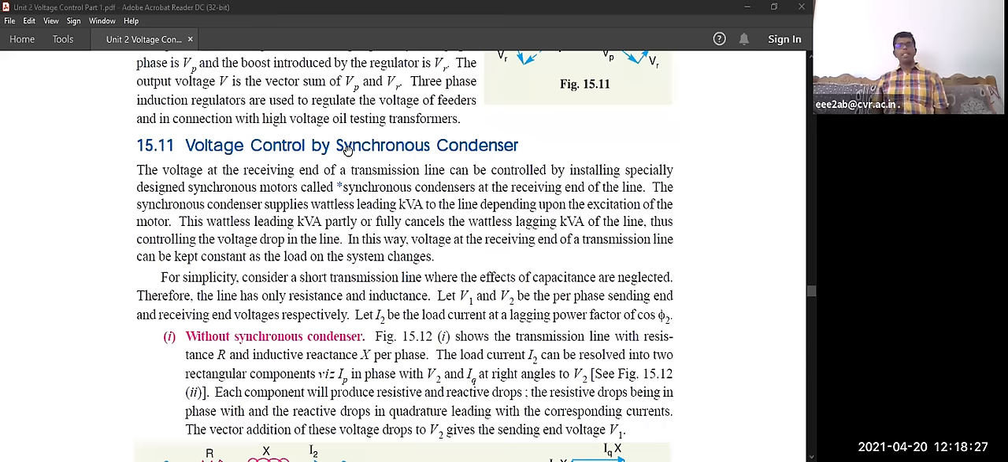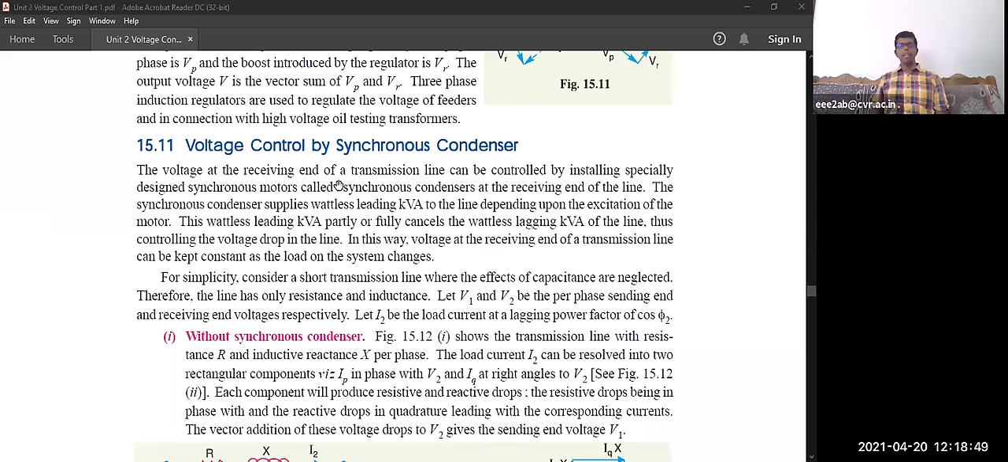Yeah. So next is the synchronous condenser. I think this topic you have studied in your electrical machines. So when the synchronous generator is overexcited, in that scenario, it acts as a synchronous condenser. Okay, so it will be a synchronous condenser.